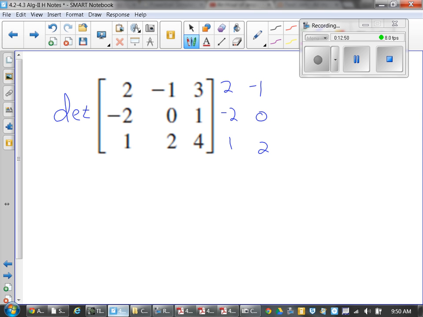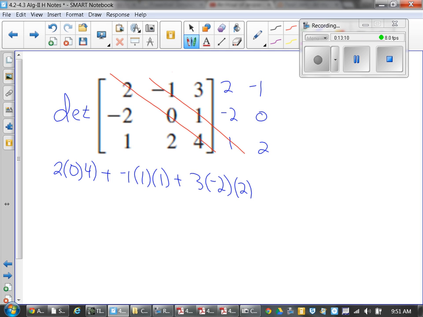Alright, downward diagonals. We'll start with that. 2, 0, and 4. Plus negative 1, 1, and 1. Plus 3, negative 2, and 2. So I did the downward diagonals. I thought it was negative 13. Well, this should be. Oh, no. 0, negative 1, and was it 6? Negative 12. So negative 12 and negative 1 is negative 13.